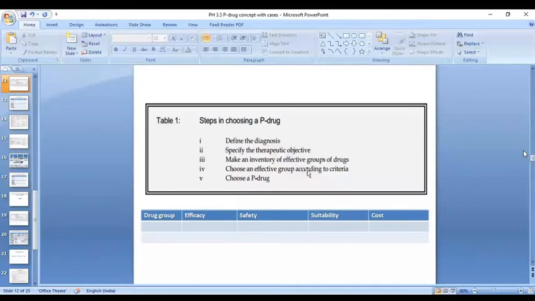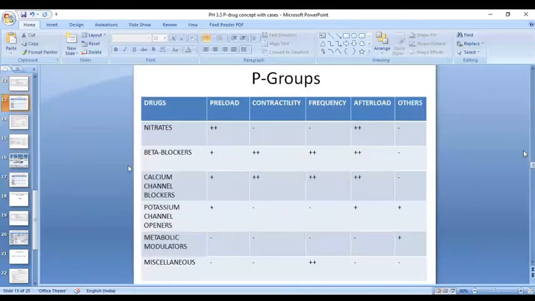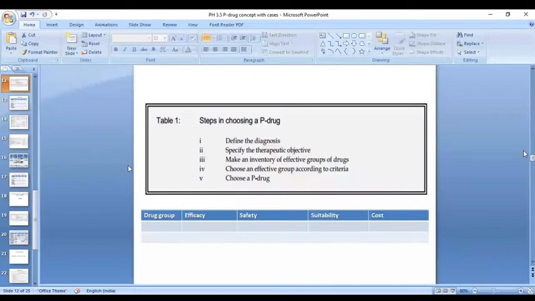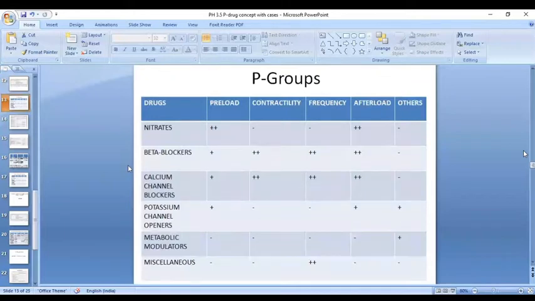So how we are going to do that is, for example, there are 4 criteria that we have to discuss. One is the efficacy, then the safety, then the suitability, and then the cost. Now coming to the efficacy, we have different groups like nitrates, beta blockers, calcium channel blockers, potassium channel openers, metabolic modulators, and certain other drugs like your ivabradine, right? There are other drugs also, like ranolazine and all that. So we'll see how they are working.